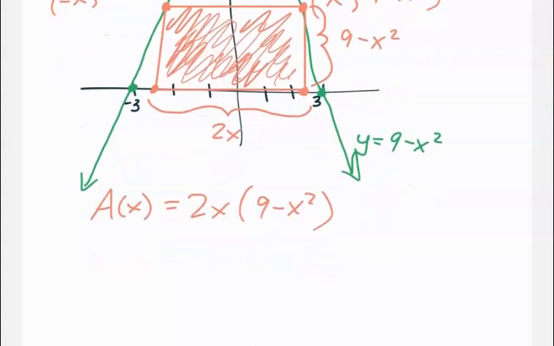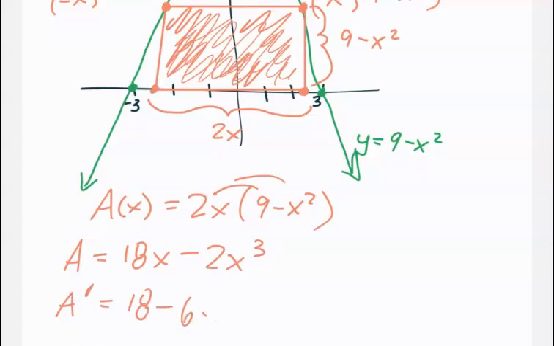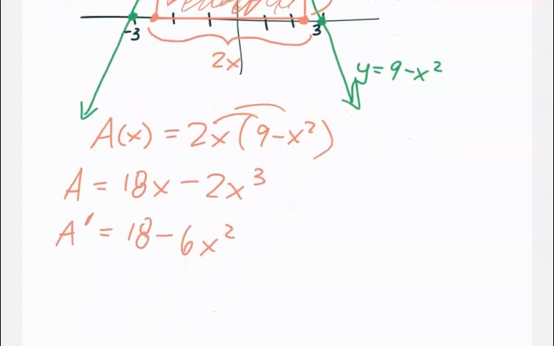All right, so probably easiest if I distribute this in here. That way I have separate terms to take the derivative of. So 18x minus 2x to the third, and the derivative of that is 18 minus 6x squared. Now I want to set that equal to 0. I could factor a 6 out of both of those, which would leave me with 3 minus x squared.